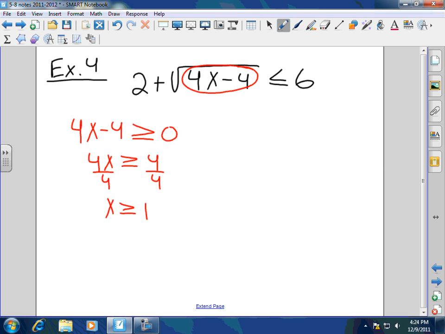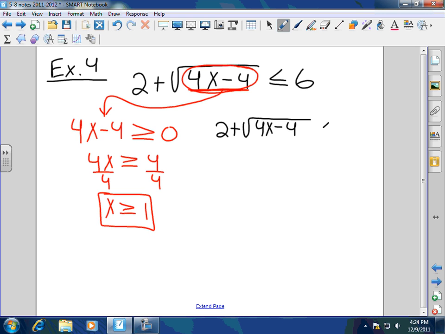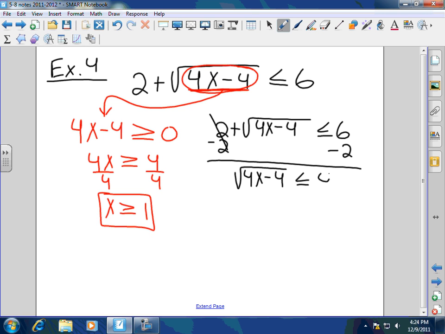We got to make sure that whatever radicand we're given, we set that greater than or equal to 0. Again, you take this radicand and you set it greater than or equal to 0, and that gives you one side already of the solution. Now, to solve the rest of it, just solve it like a normal radical equation. I have 2 plus the square root of 4x minus 4 is less than or equal to 6. I'm going to get that radical alone, so I'm going to subtract 2 to both sides. I've got the square root of 4x minus 4 is less than or equal to 4.